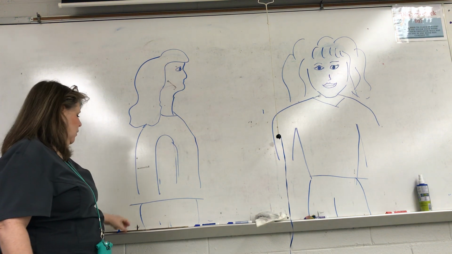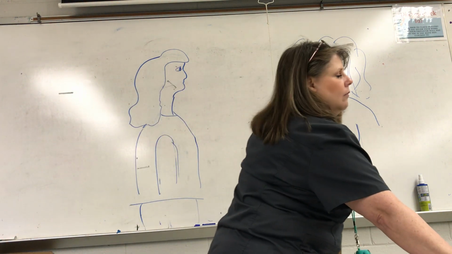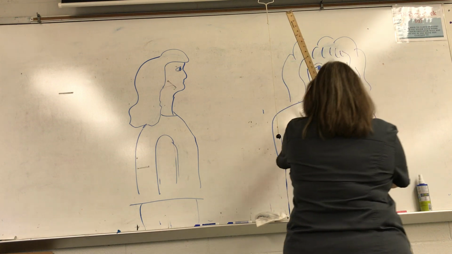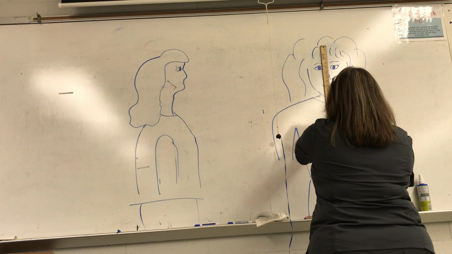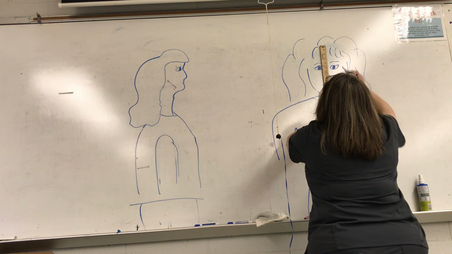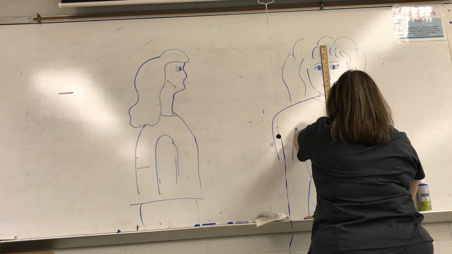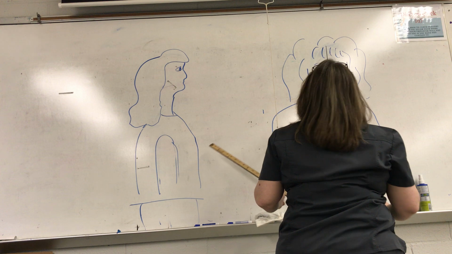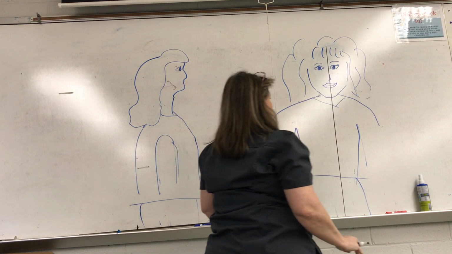So we're going to start with the midline. So the midline is an imaginary line drawn down the middle of the body. She's not exactly symmetrical, but you get the point.